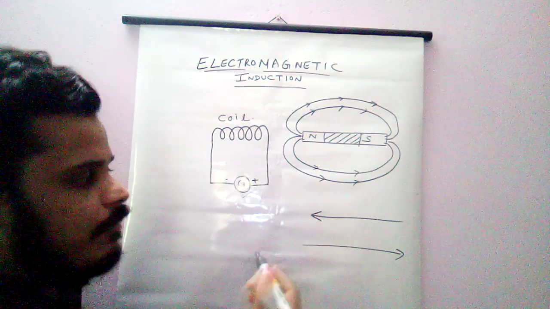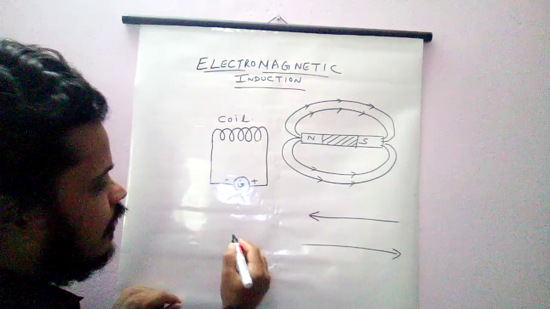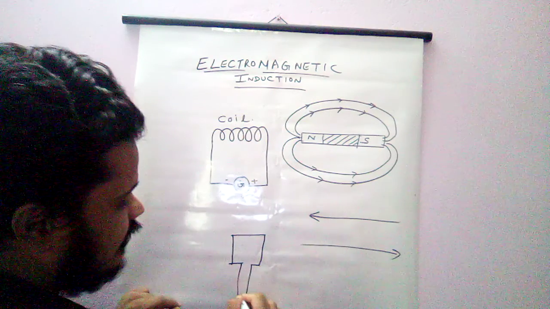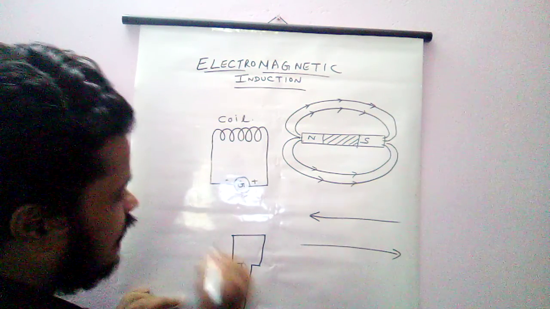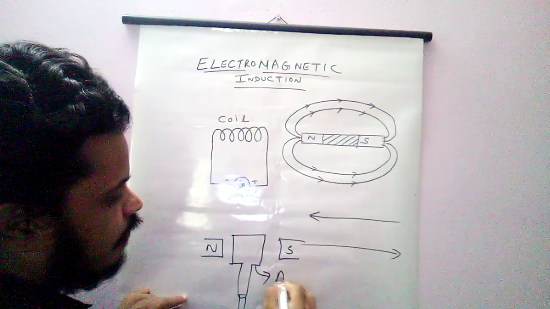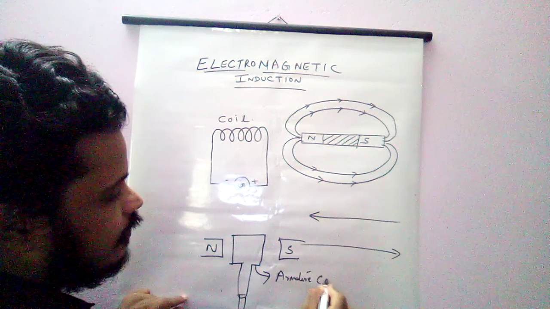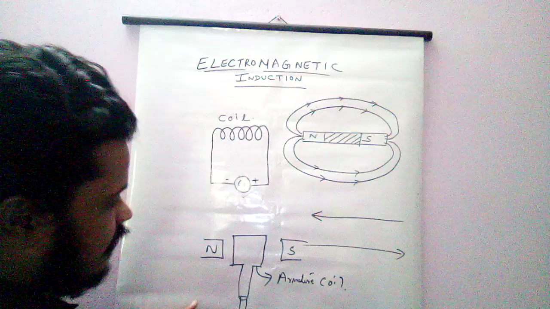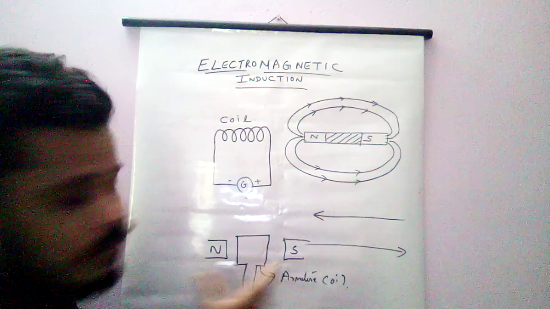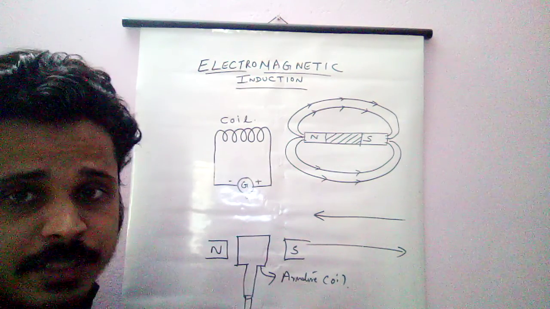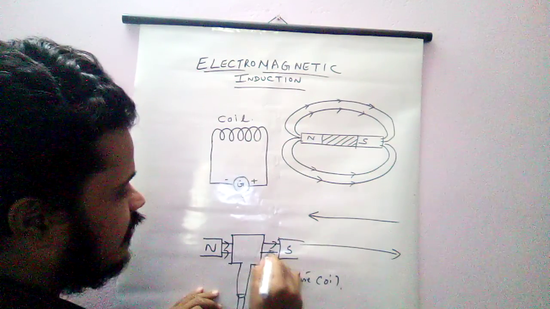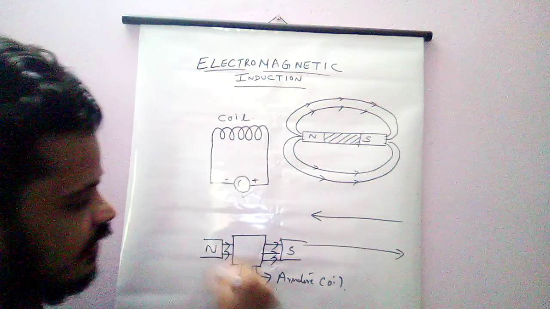The application of electromagnetic induction is, one, the generator. I am just explaining this. Here we can see the armature coil. There are two magnets, north pole and south pole, and in between we keep an armature coil. Same thing is happening here. As you know, the magnetic field lines move from north to south, and in between there is an armature coil kept.